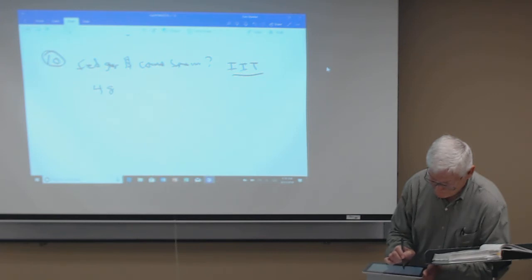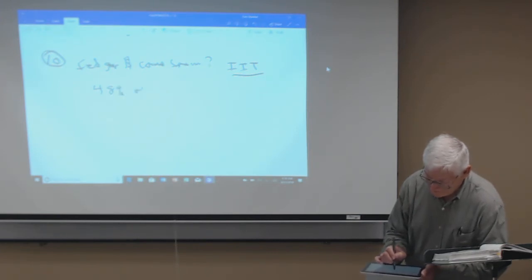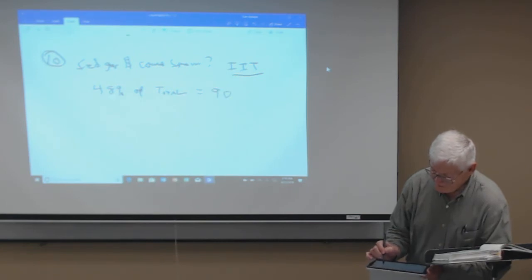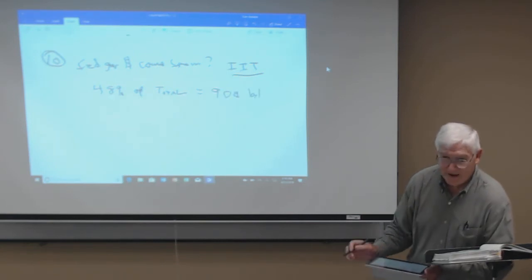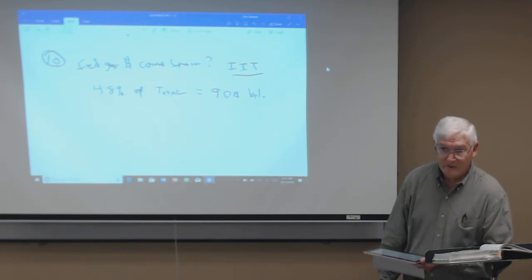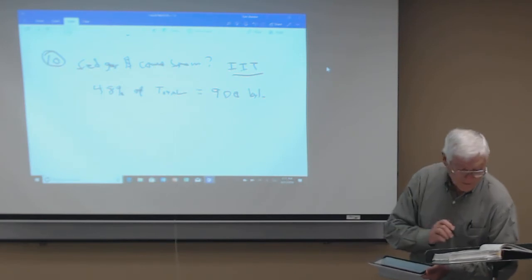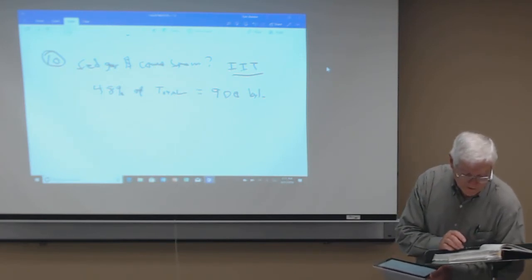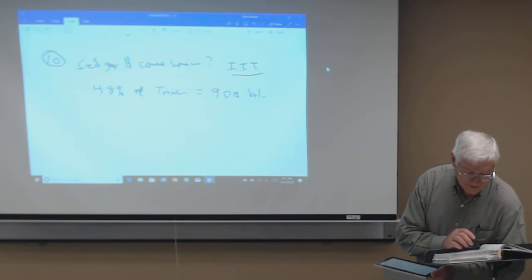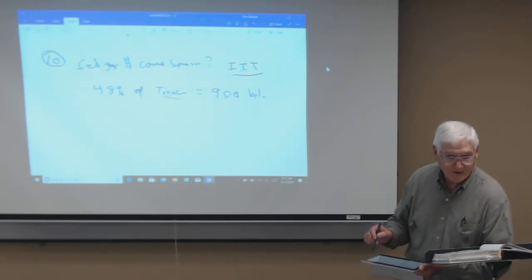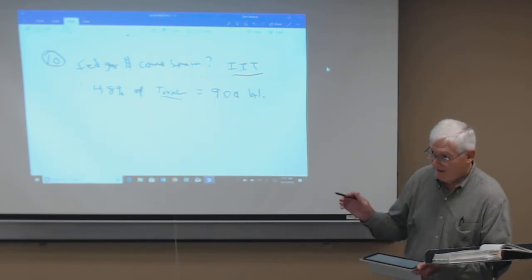48% of the total equals what? 900 billion. Everybody see that? Does everybody see that? You see where I got those numbers? 48% raises 900 billion. So 48% of the total is 900 billion. Everybody follow that, what we did there?